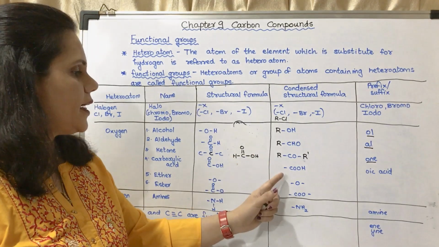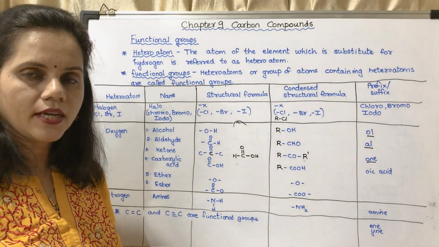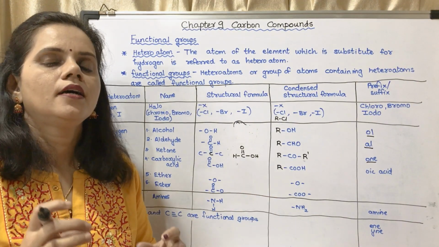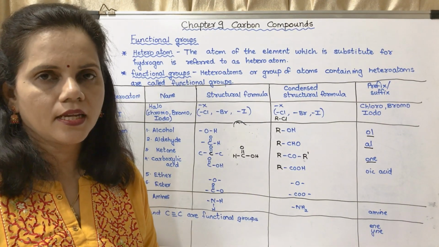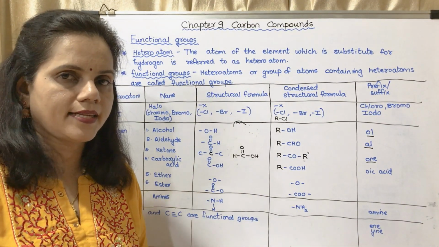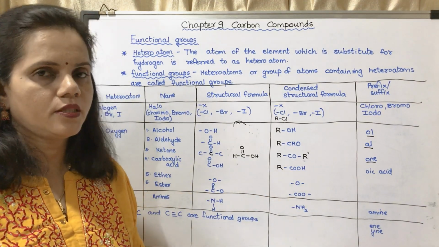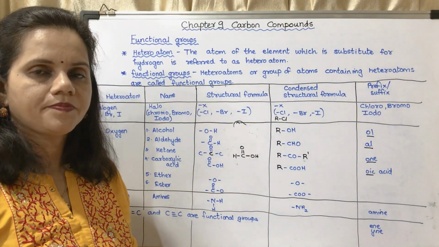Now, how will you write it? It will be RCOOH. This R is a common name given to any number of carbon chains which are present towards the other side. Towards the right is the suffix which is added. The suffix added is oic acid.